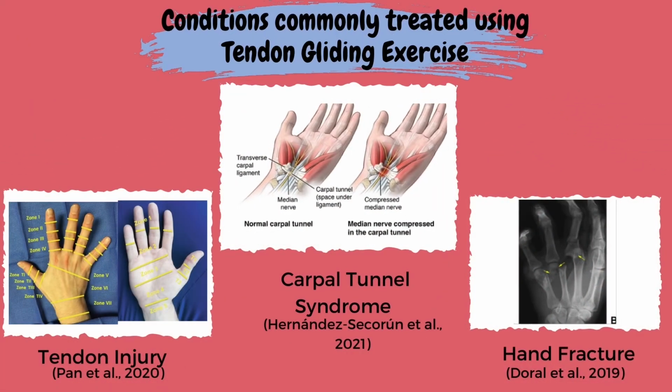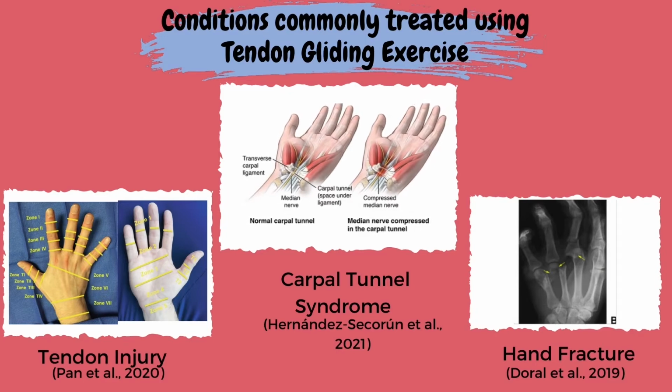Conditions that are commonly treated using tendon gliding exercise consist of tendon injury, carpal tunnel syndrome, and hand fractures. Tendon injury is a condition related to the flexor and extensor tendons being injured, caused by trauma, laceration or repetitive use that causes restriction of movement or abnormalities. It is commonly treated using tendon repair before the post-surgery management for immobilization and motion, which includes tendon gliding exercise.